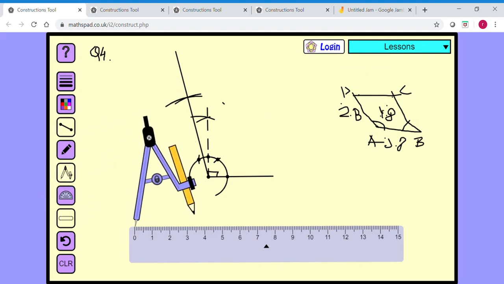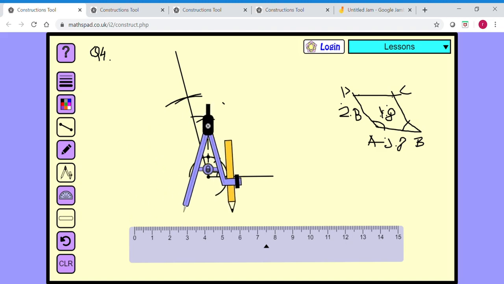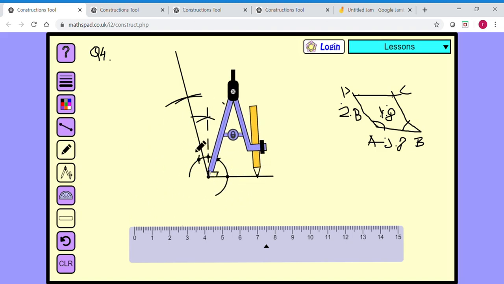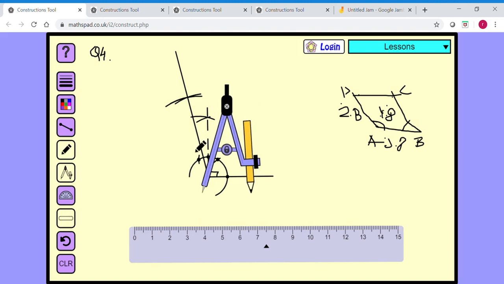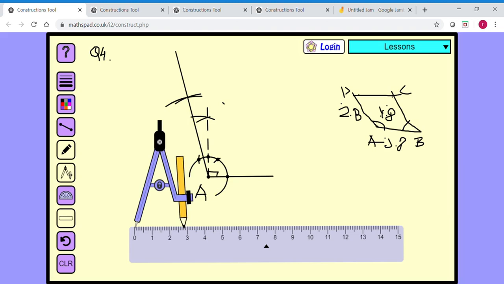Yes, and I measure 2.8. 2.5, 2.8. I lock my compass and I keep it at point A. This is my point A, and I am trying to find D. So for D, I have already measured 2.8.